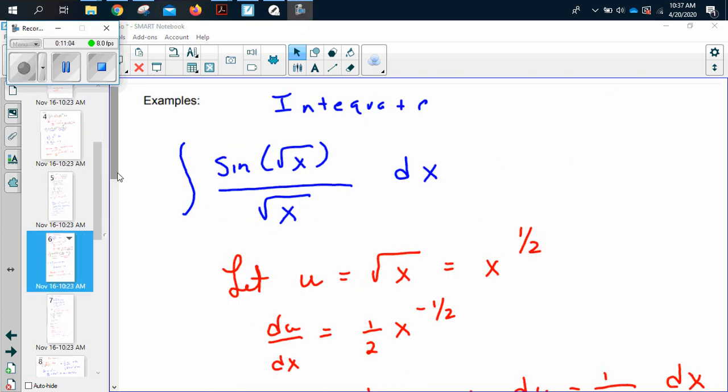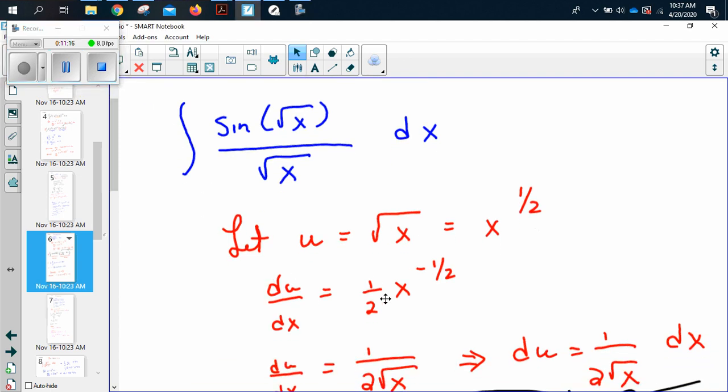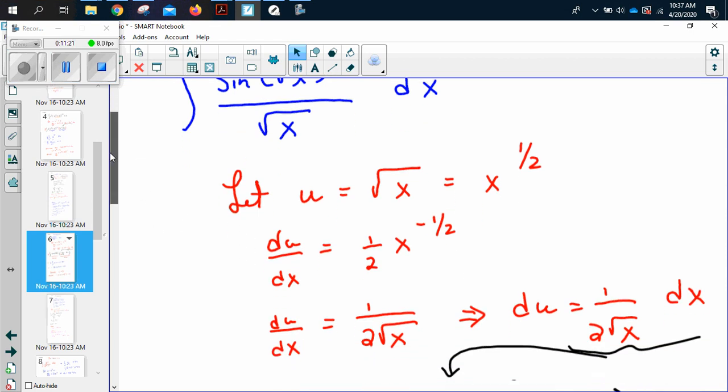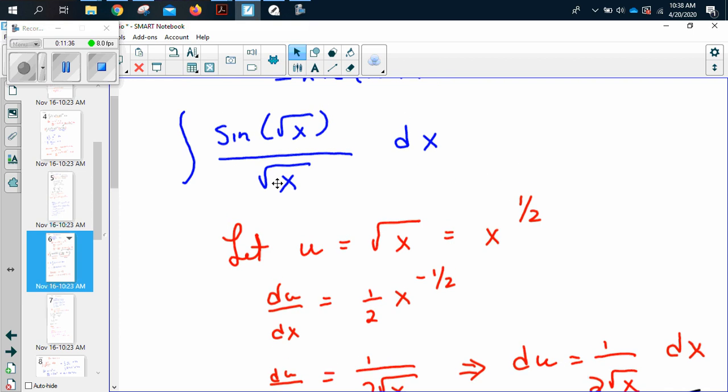Another example, I've got the sine of square root of x over square root of x. I've got a composite. Let u be the square root of x, which is x to the 1/2. The derivative of that would be 1/2 x to the minus 1/2. And so my du, I can just rewrite that in another form, 1 over 2 times square root of x. So du then, if I cross multiply, will be 1 over 2 times the square root of x dx. I've almost got that. I've got a 1 over the square root of x dx.